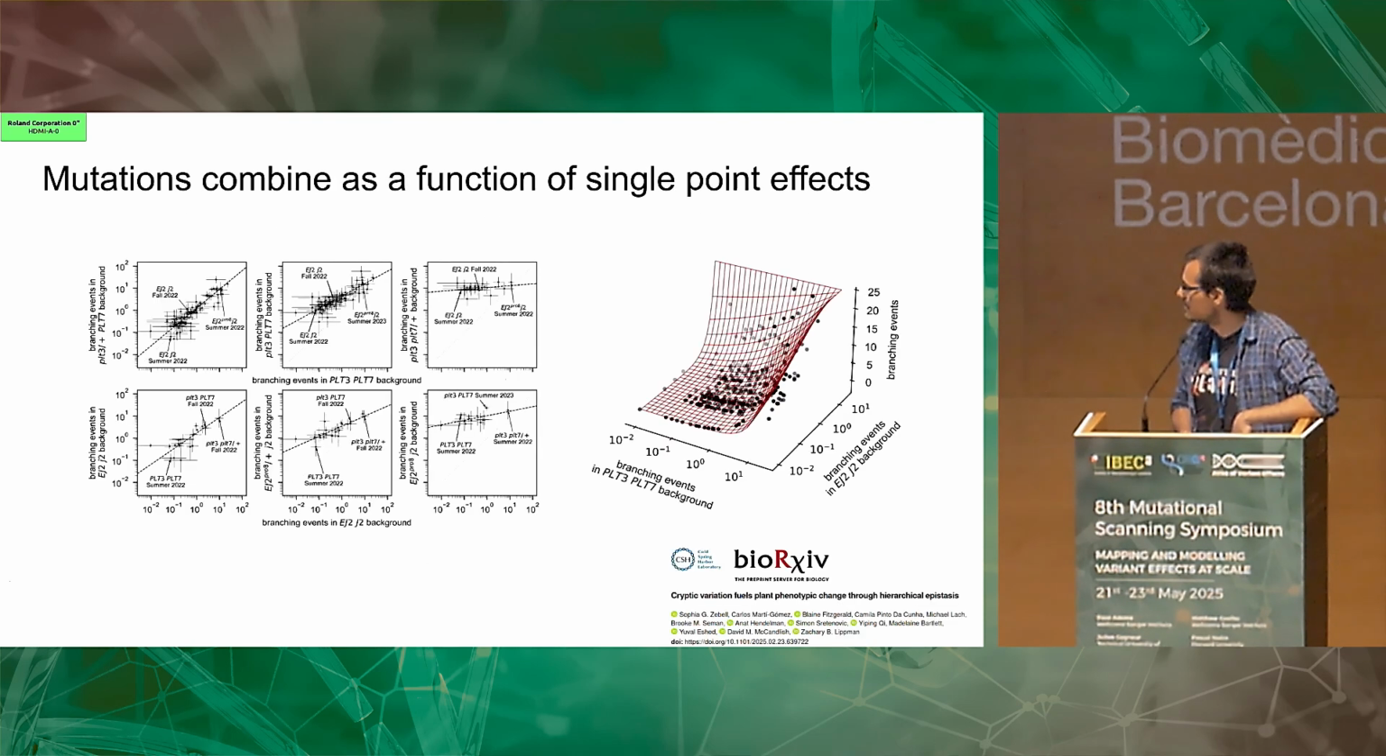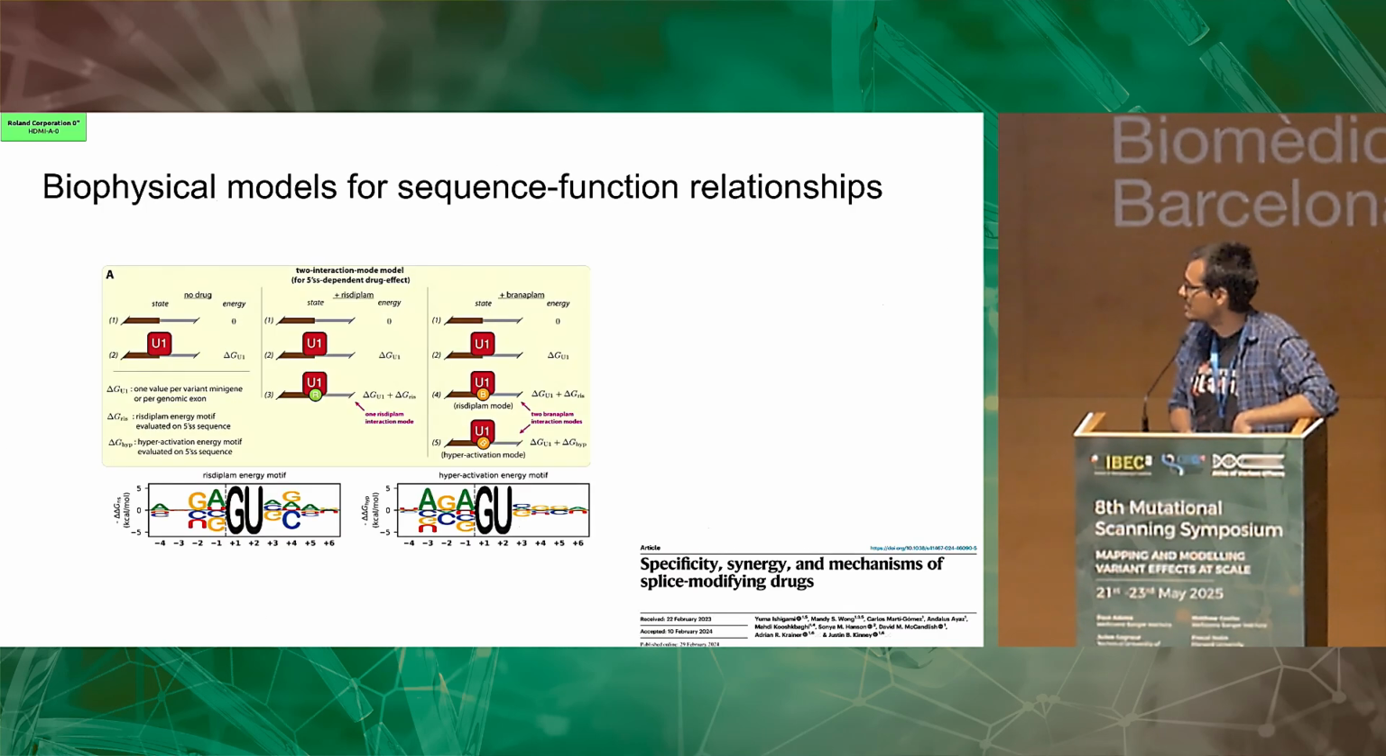In some cases, this can be moderately simple, where we see that the effect of the combination of mutations can be predicted as a function of the effects of the single-point mutations. And this is tightly related to biophysical models of sequence function relationships, where we see that mutations affect biophysical traits, such as the binding energy of a drug to a sequence in particular configurations. But in many cases, this is a bit more complicated, and the effects of mutations really depend specifically on the sequence in which we are introducing them.